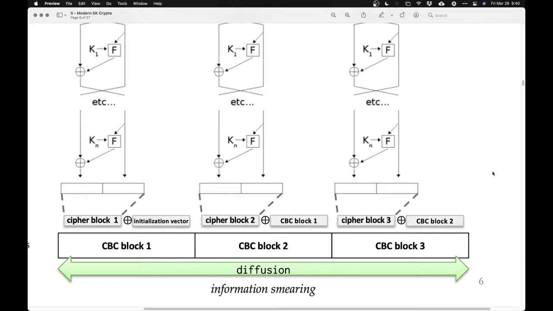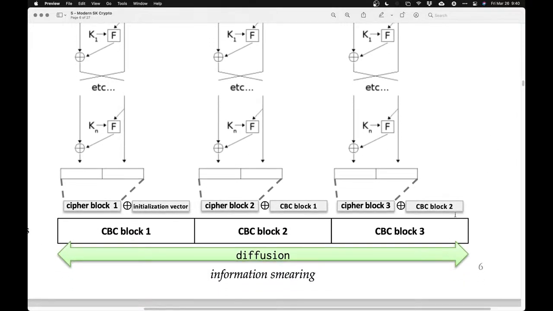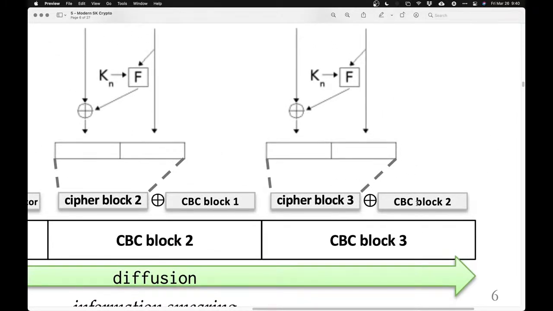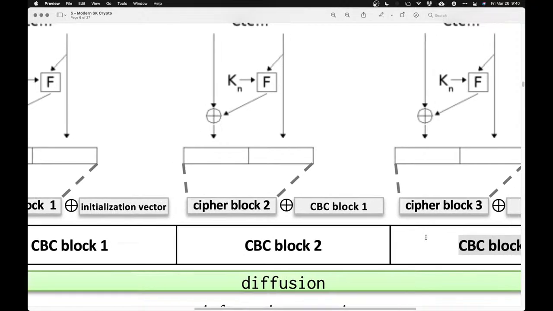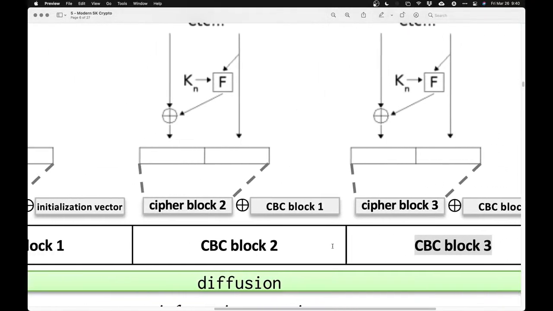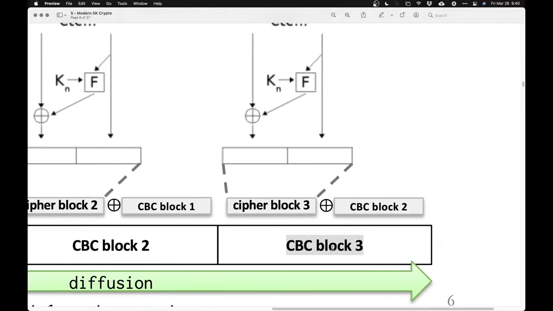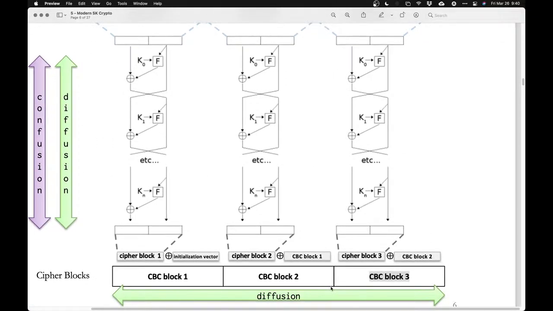And we do the same thing down the line. Cipher block 3 gets exclusive ORed with CBC block 2. So CBC block 3 has information about CBC block 2 in it as well. But CBC block 2 had information about CBC block 1. So that means CBC block 3 has information about both these blocks in the final block. All right? We're spreading this information all the way down the line. And this way, no two blocks will be exactly the same.